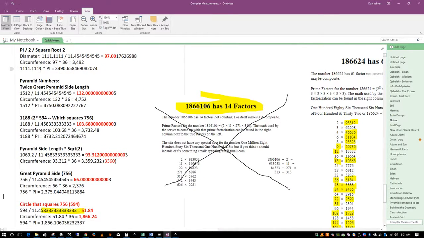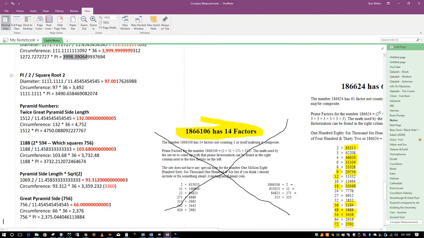So here's the next one. We have pi over 2 divided by the square root of 2, right? So this diameter right here is referring to, if you take pi over 2 and divide it by the square root of 2, you get this number right here. And I've shown you this in geometry before. If we take this particular square and turn it on its corner, we get pi over 2. When it's not turned on its corner like a diamond, it's this number. So we divide it by that and we get 97, right? And if we multiply that out, we get this number versus this number for pi.